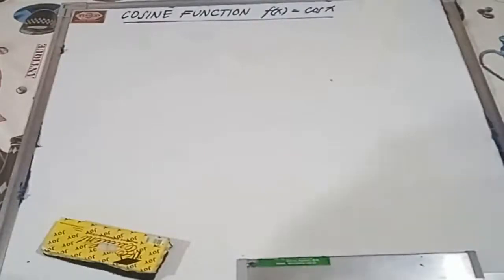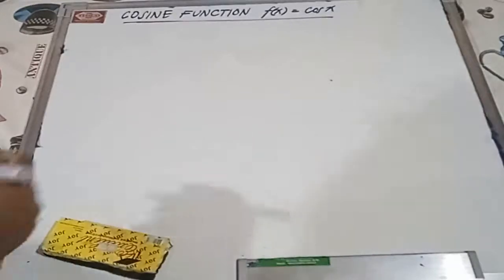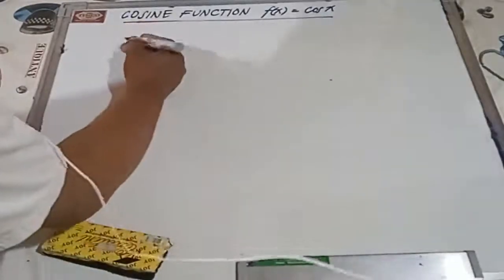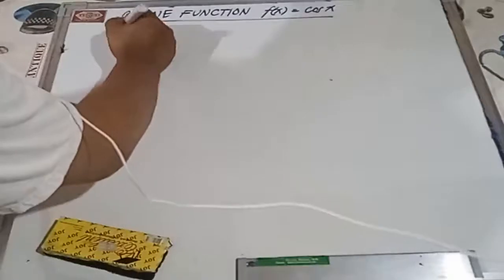So this will be my third video about graph of circular functions, and in this video I'm going to show you how to determine the graph of a cosine function in the form of f of x equals cos x. Now, the first step is magawa ng tabular values.